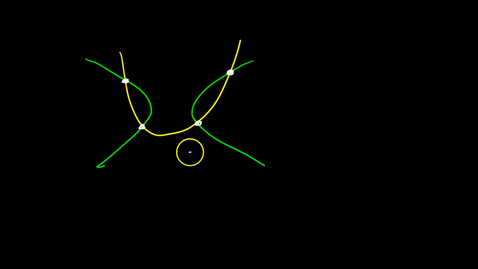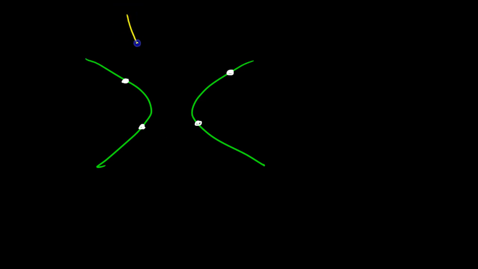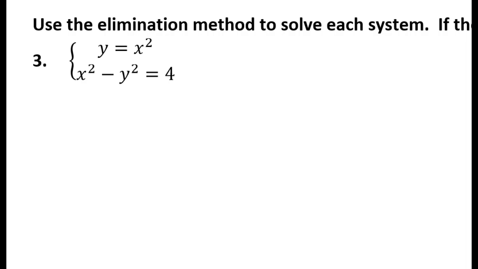But there are all kinds of possibilities. There might only be 2 solutions, or there could be no solutions. Imagine that the parabola did something more like this. Swoosh. Then there would be no intersection points at all. So let's solve the system and see what happens, but there are lots of possibilities here.